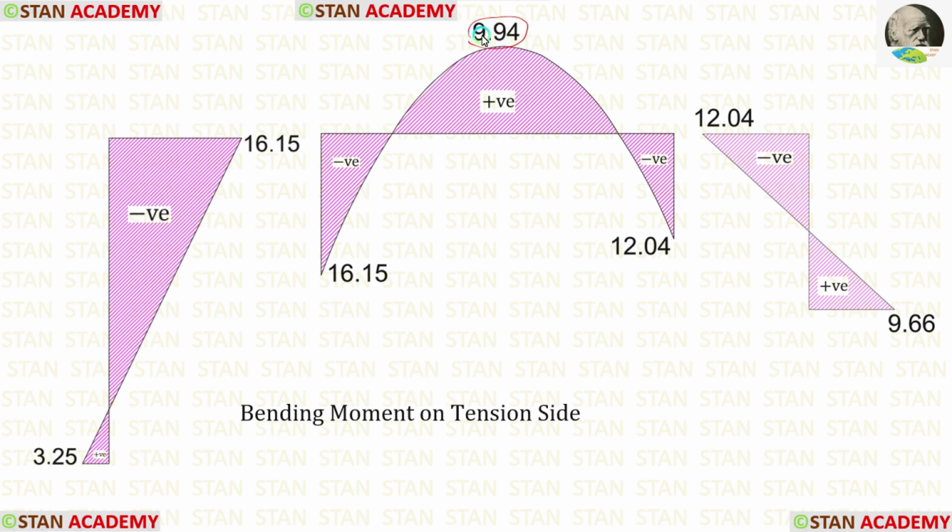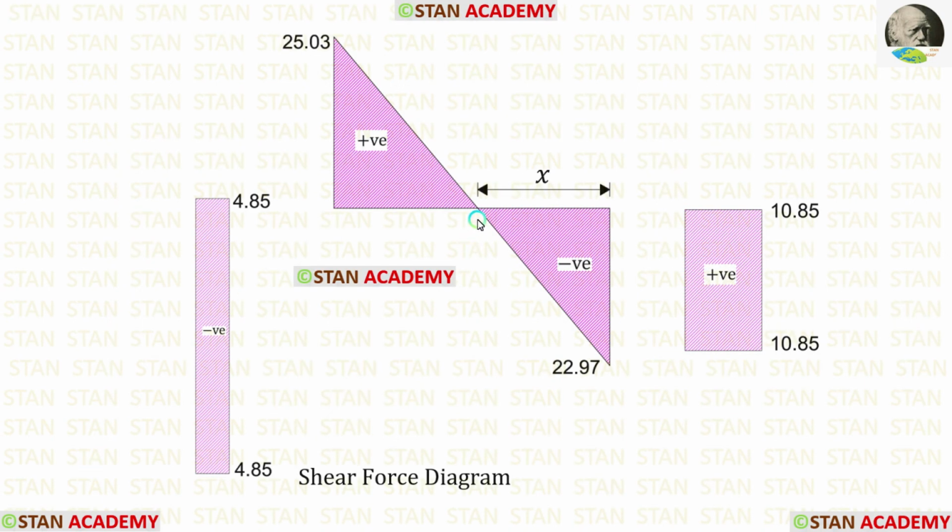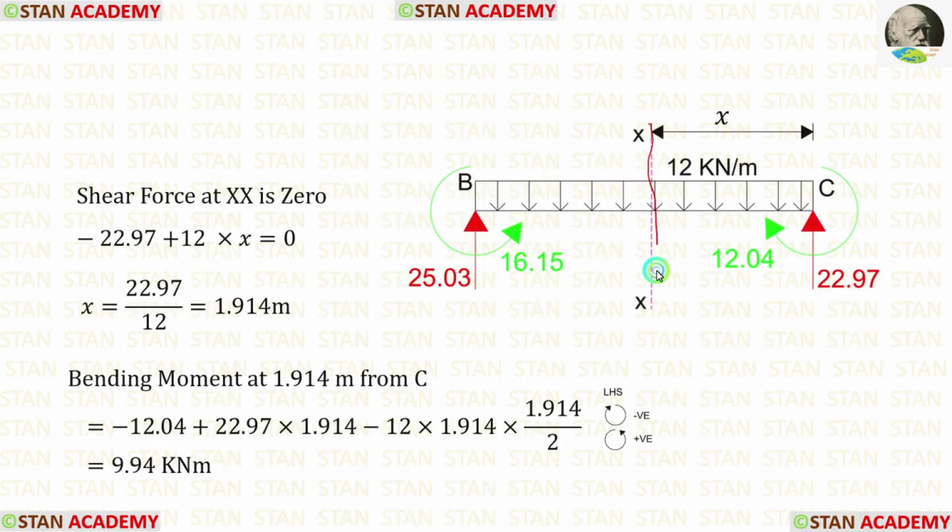Let us see how to find the point where the maximum positive bending moment occurs. Let us take the shear force diagram. In this point, the shear force becomes 0. In this point, there will be maximum positive bending moment. Let us make a section in that point. We know that in this section, the shear force is 0. Using that concept, we can find x. Using the value of x, we can find the maximum positive bending moment.